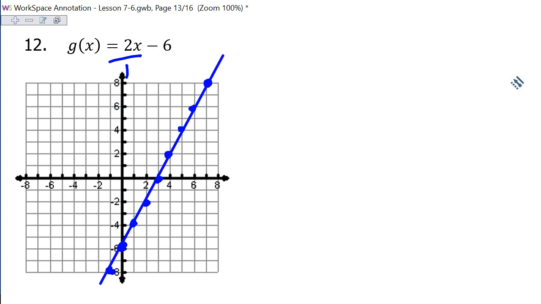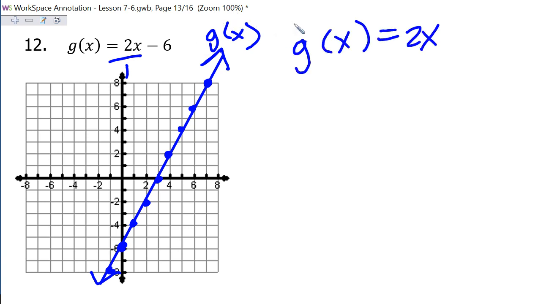And I need to label this one g of x. Now to find the inverse, use the equation they gave us. So they gave us g of x equals 2x minus 6. What does g of x mean? Y. So this would be y equals 2x minus 6.